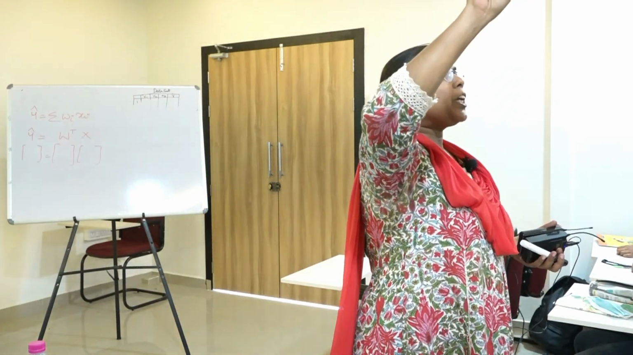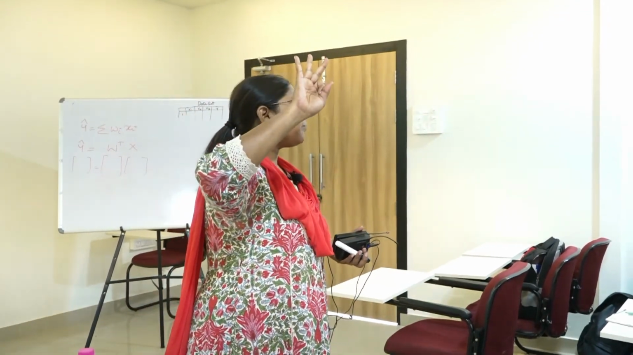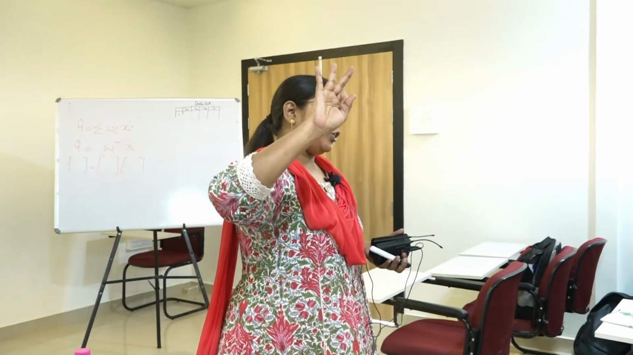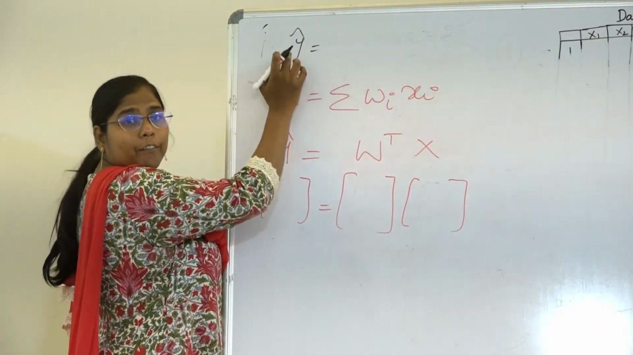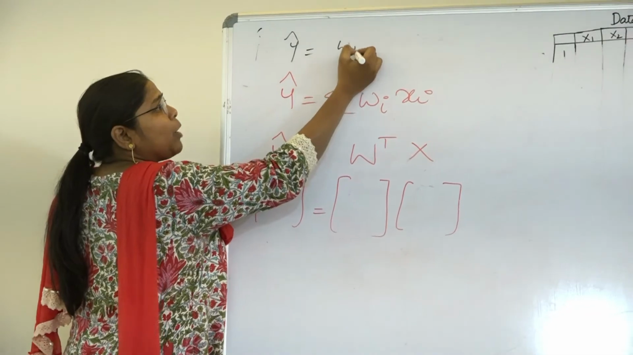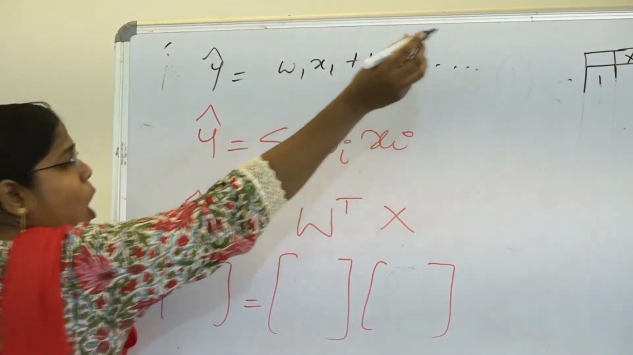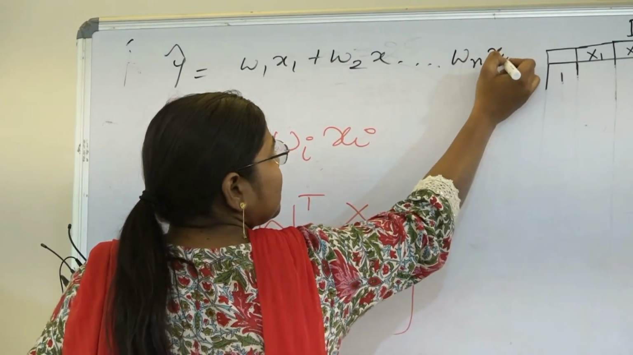Linear regression, beta naught, beta 1. Logistic regression, theta naught, theta 1. And ANN and deep learning, W naught, W1, W2. Okay, yes. I want to talk, I have y cap which is W1 x1, W2 x2, and so on, Wn xn. Can I write like this?